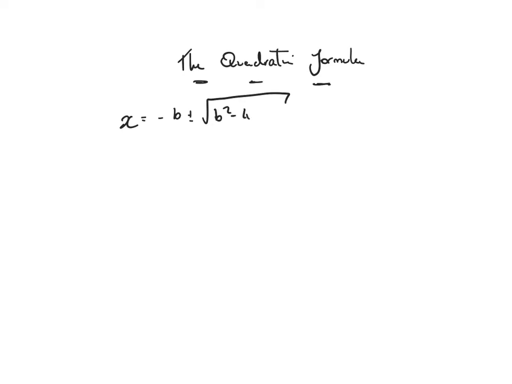Now, the quadratic formula is given by this quite lengthy equation, which is x equals minus b, and then this plus or minus, which we'll discuss in a minute. So that's plus with a minus underneath it. We pronounce that as plus or minus. So x equals minus b plus or minus the square root of b squared minus 4ac, all divided by 2a. Okay, so that is called the quadratic formula.